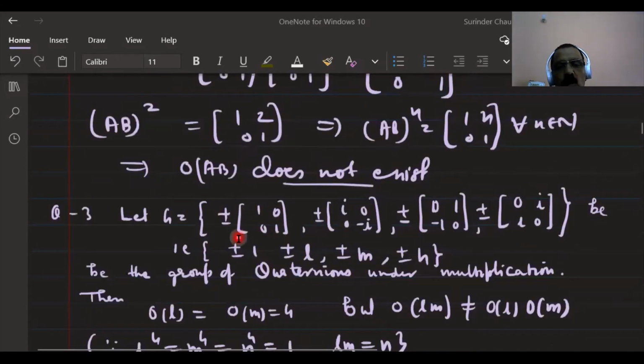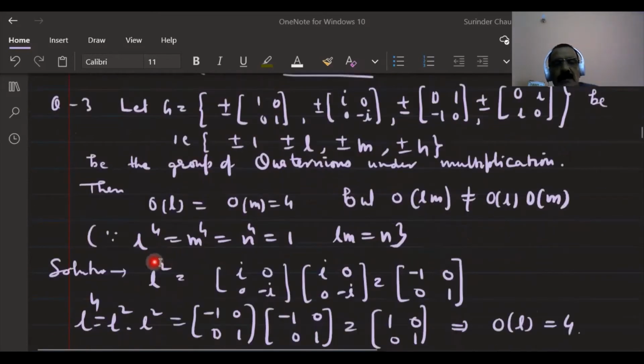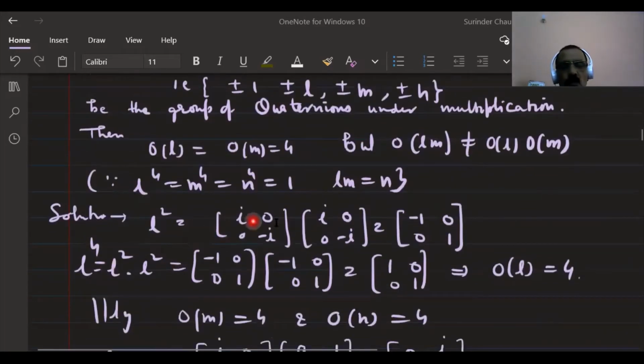Now let's take the quaternion group. Quaternion group G consists of the elements plus minus 1, plus minus L, plus minus M, plus minus N, a group of quaternions under multiplication. Then the order of L is 4, the order of M is 4, and the order of N is 4, but the order of LM is not equal to the order of L into the order of M. We have proved it earlier: order of L is 4, order of M is 4, and LM is equal to N. So let us show it here also.